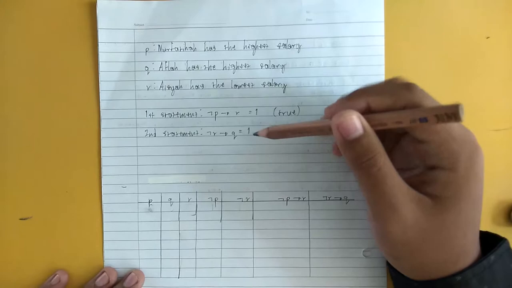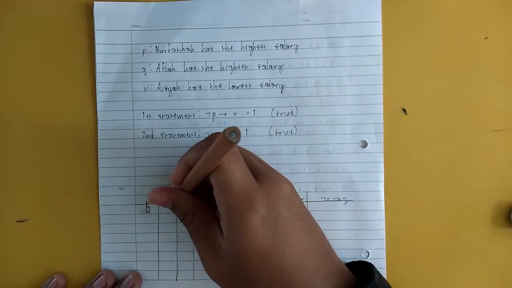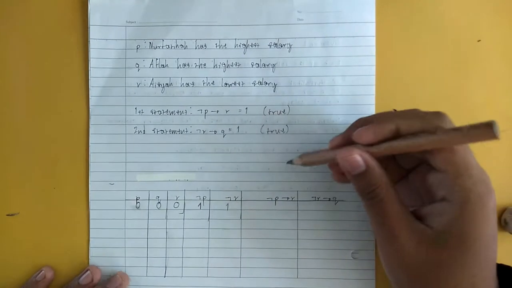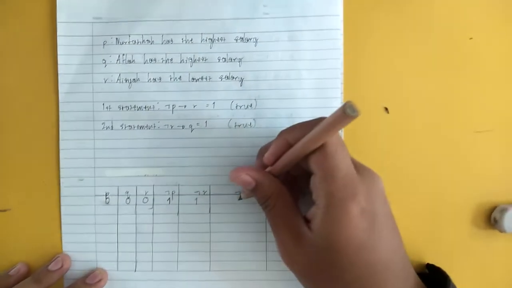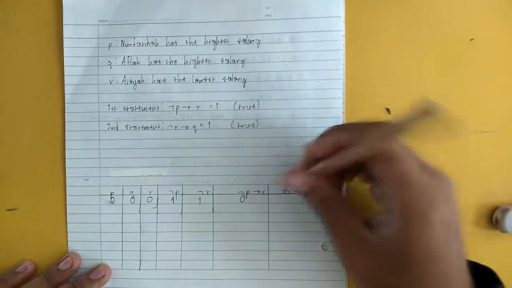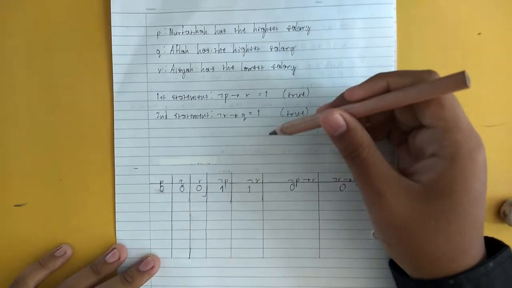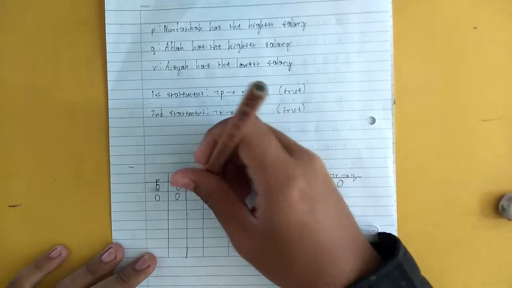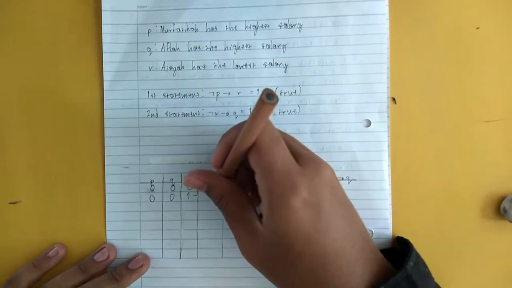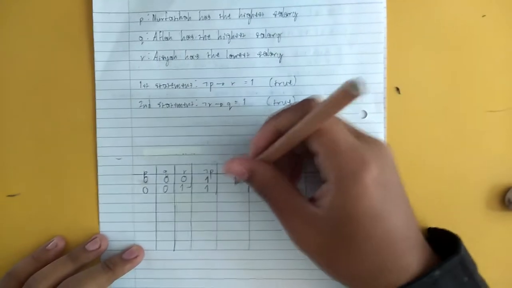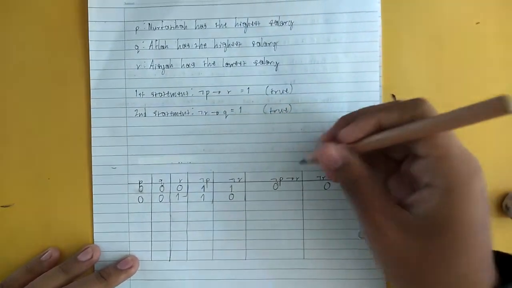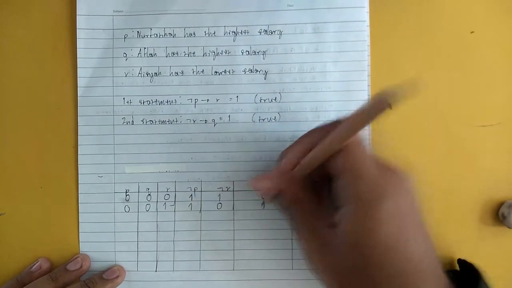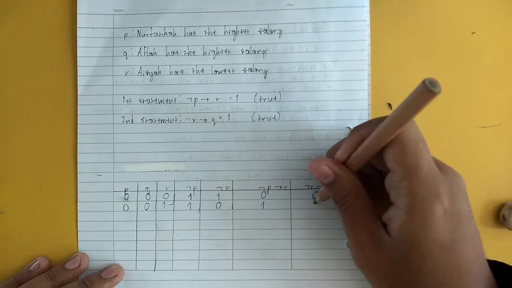So now we are going to make the truth table. If P is false, Q is false, and R is false, so not P is true, not R is true, and then not P implies R is false, and not R implies Q is also not true. And now if P is false, Q is false, and R is true, not P is true, not R is false, and so not P implies R is true, and also not R implies Q is true.